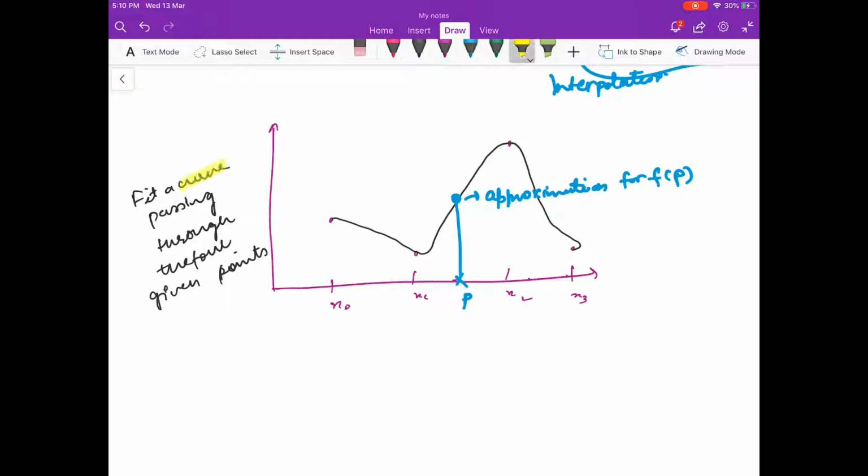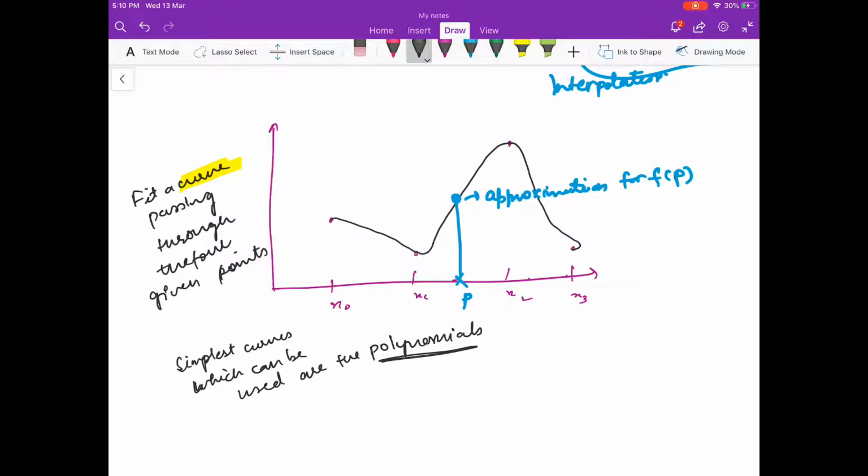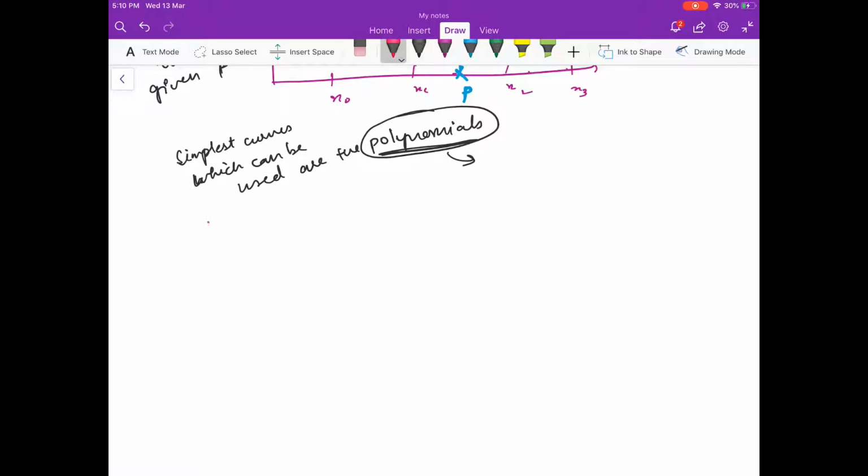Now the question is, what type of curve should we fit? In this case, the simplest curves which can be used are the polynomials. There can be other types of interpolation also, and we will discuss them later, but for now, to start with, we will fit a polynomial passing through our data points.